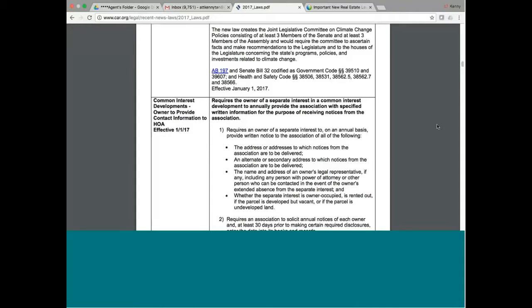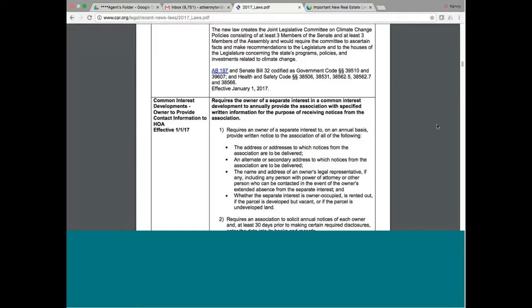So this particular law requires an owner each year to provide written notice to the association with all of the following information. One, the address or addresses to which notices from the associations are to be delivered. So if you are a condominium owner or townhome owner, you have to let your association know where you prefer to receive notices on an annual basis.